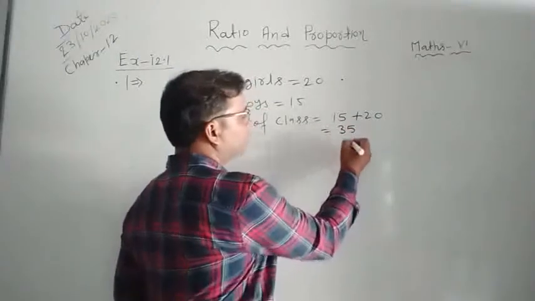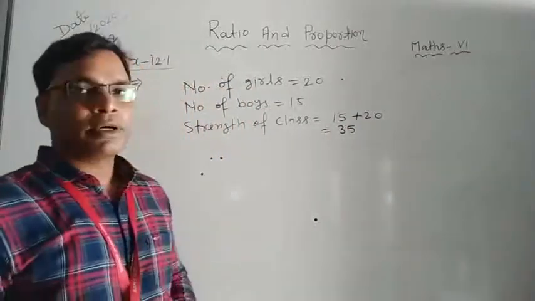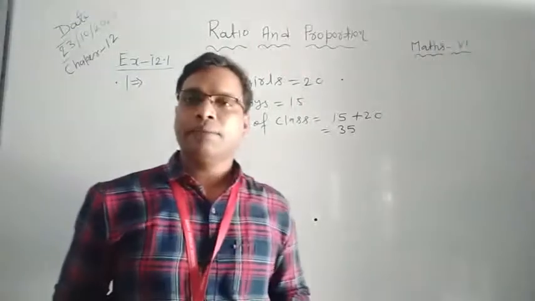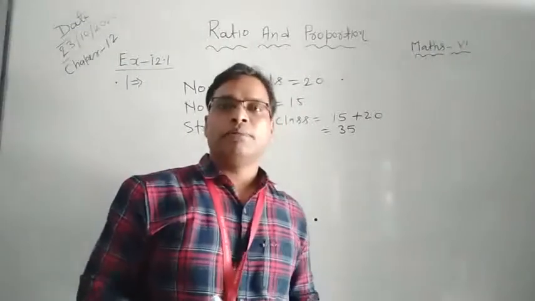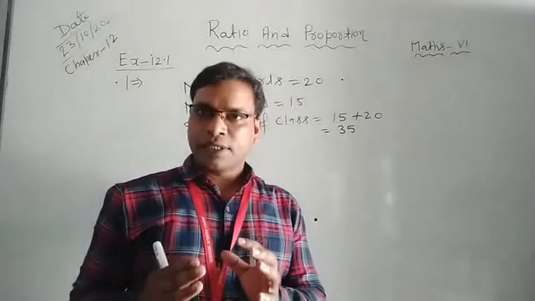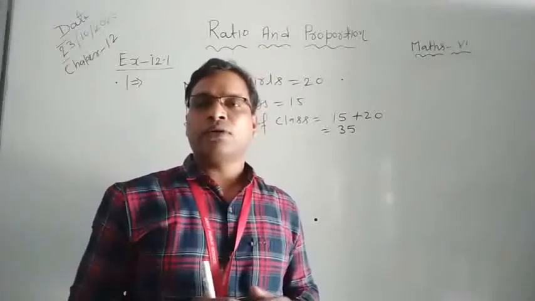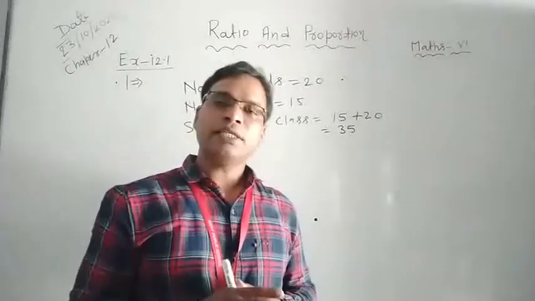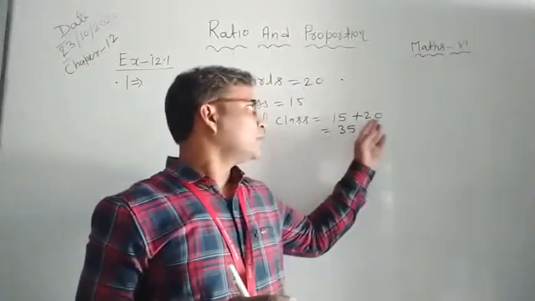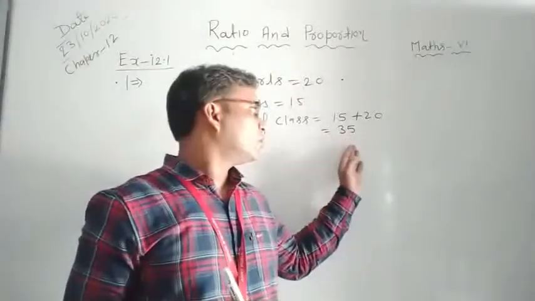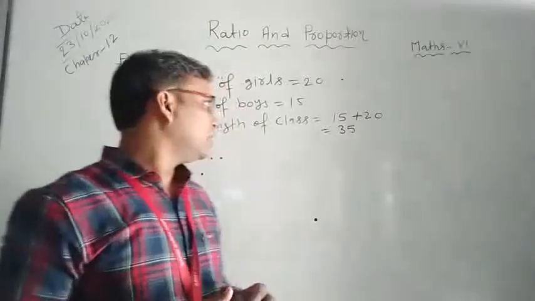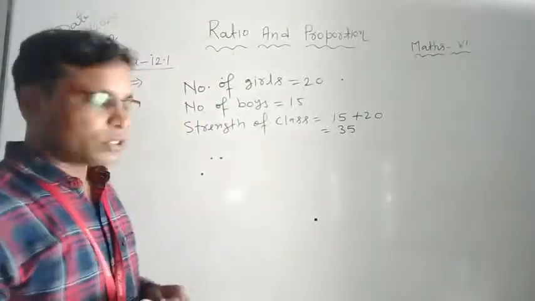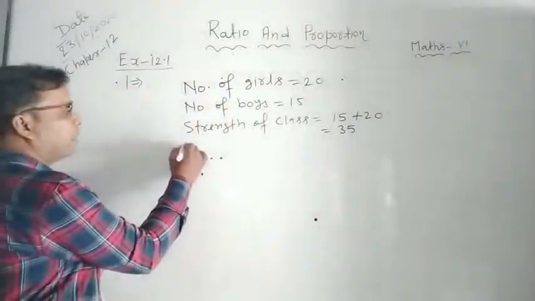In this question it is given that the number of girls is 20 in a class and the number of boys is 15 in a class. So you can say the total strength, or total number of students in class, is 15 plus 20. This is equal to 35. This is clear now.